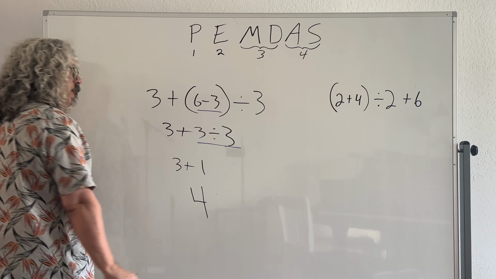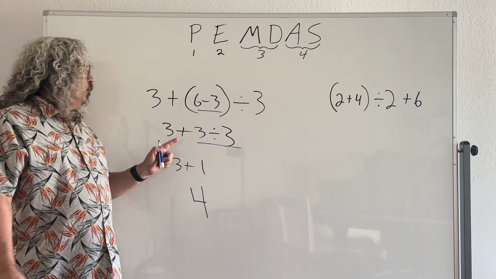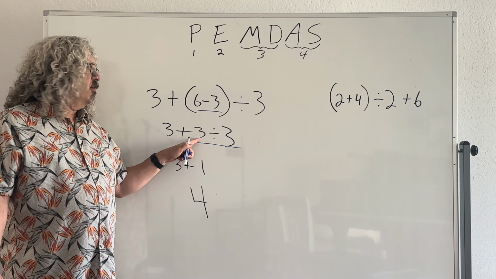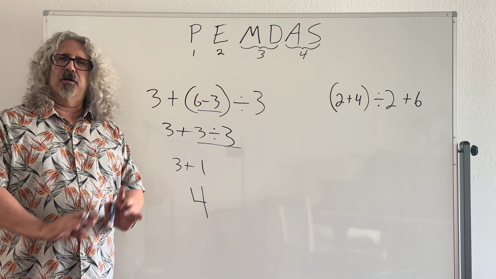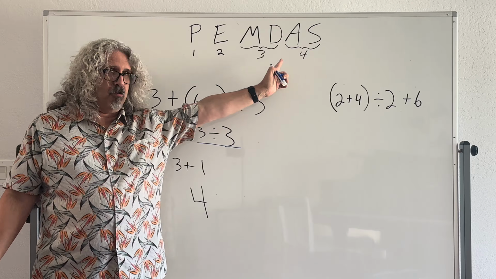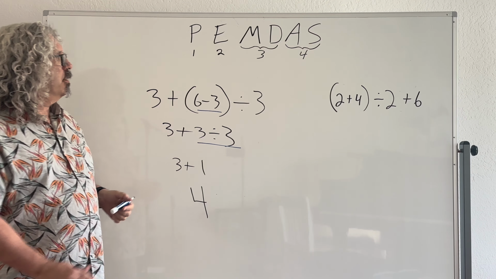The answer is 4. If you went left to right, you would have got 3 plus 3 is 6, divided by 3 is 2. That's the wrong answer. You can't just go left to right. You have to use this as the order of operations. Let's try the one over here, okay?